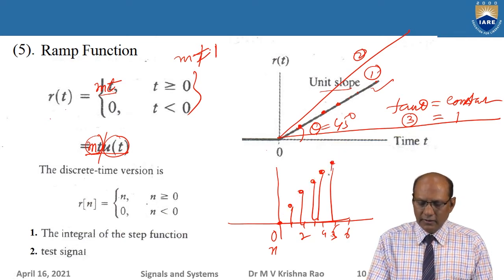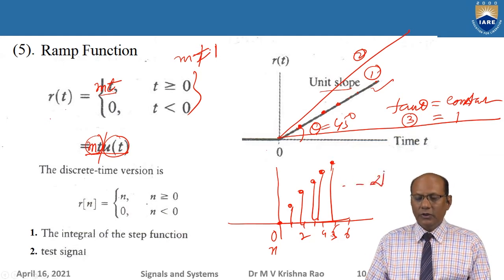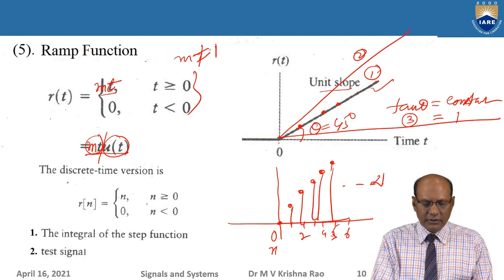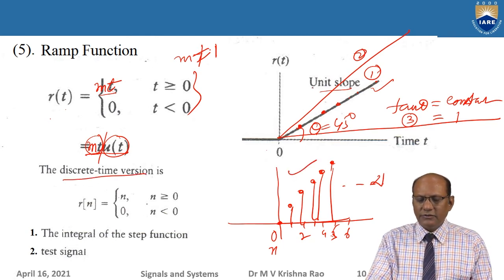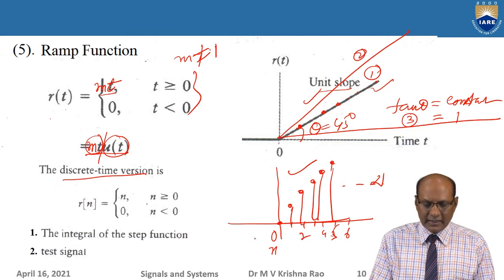So these are the samples, and this will continue like this up to infinity. So this is a discrete ramp. This is a discrete time ramp. This is a continuous ramp. So if I take a discrete ramp, I will get, instead of t, there is n here.